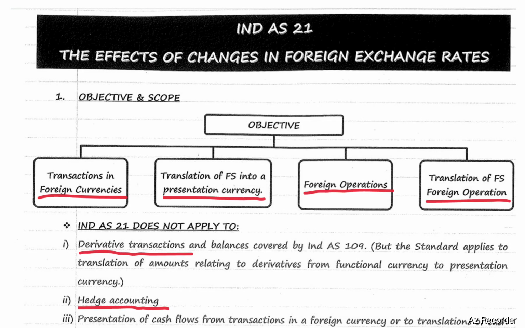Ind AS 21, the effects of changes in foreign exchange rates. What is the objective of Ind AS 21? The objective of Ind AS 21 includes transactions in foreign currencies, translation of financial statements into a presentation currency, foreign operations, translation of financial statements, foreign operation.